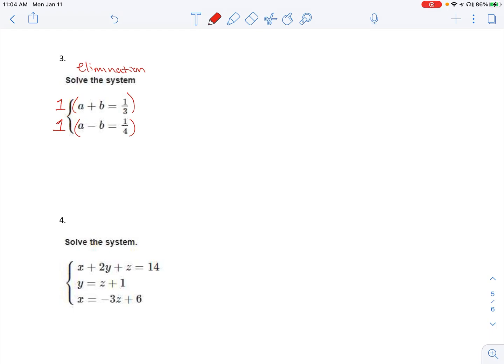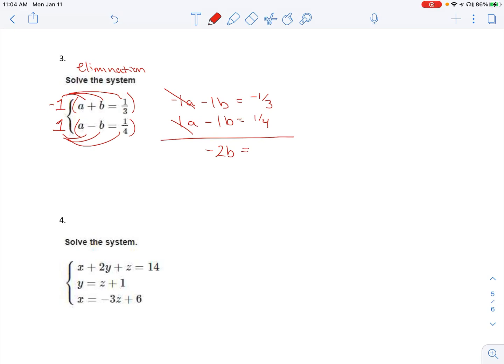And then 3 out of 4 of them have to either be positive or 3 out of 4 of them have to be negative. So we're going to go boink, boink, and boink, boink, boink, and boink. Negative 1a minus 1b equals negative 1/3. Positive 1a minus 1b equals positive 1/4. The a's cancel. The b's make negative 2b.